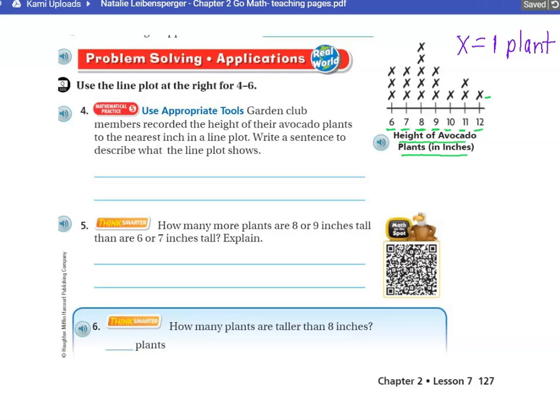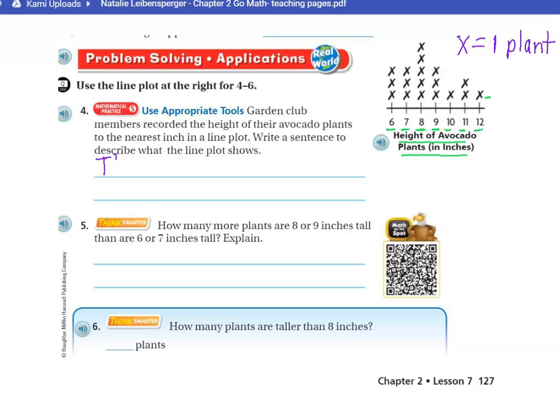Okay, so let's read number 4. Use appropriate tools. Garden Club members recorded the height of their avocado plants to the nearest inch in a line plot. Write a sentence to describe what the line plot shows. Okay, so this is similar to the one we did the graph before. We have to take a look at the data and compare them. Okay, so let's see. How can I describe what this is showing? Well, I know that it's showing the height of avocado plants. And I know that we're going from inches 6 all the way up to 12 inches. So let's write something like that.